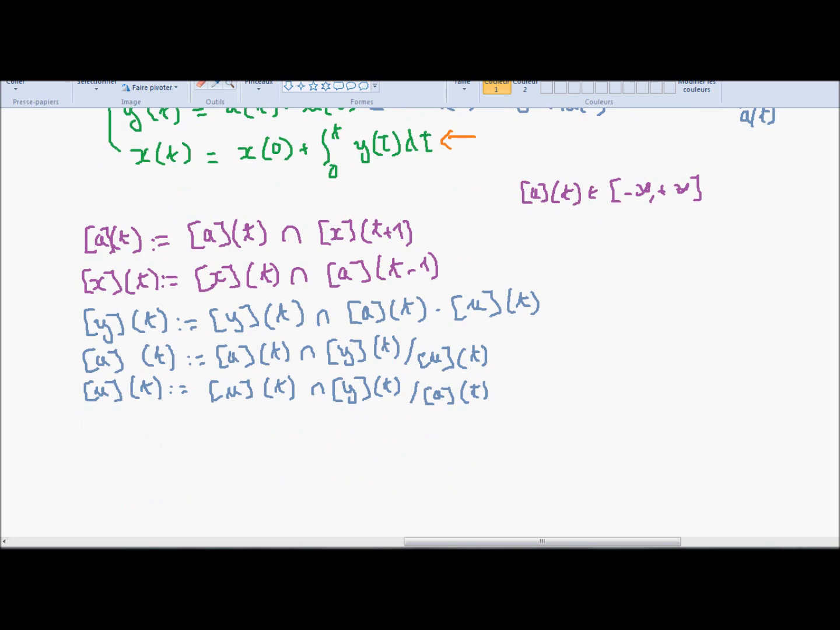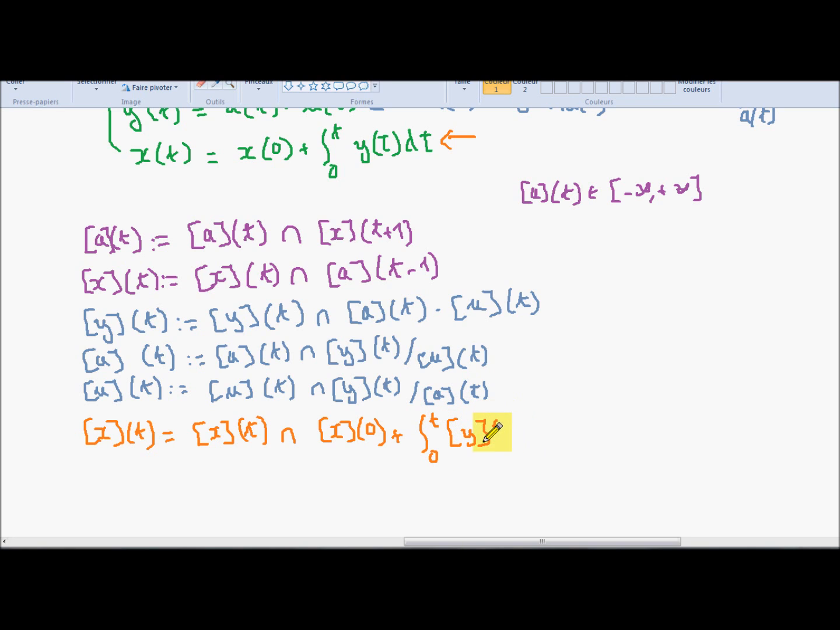X of t will be equal to, sorry, a of t, intersected by x of 0 plus the integral between 0 and t of the tube y of 2 d2.